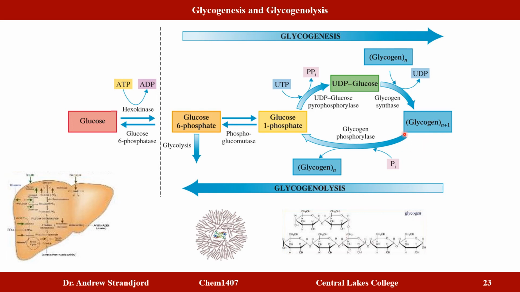So this whole cycle here, I can take glucose molecules and put them together to form glycogen, keep on forming glycogen. When the body needs energy, I can take those glycogen molecules and start creating glucose 6-phosphate and glucose, which both can enter into the glycolysis process to form energy.